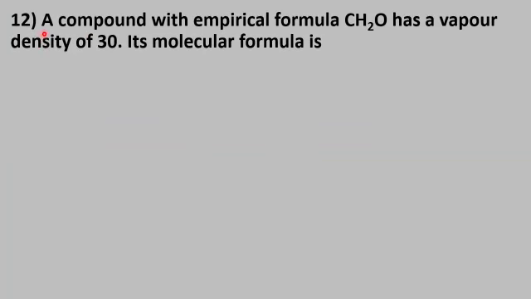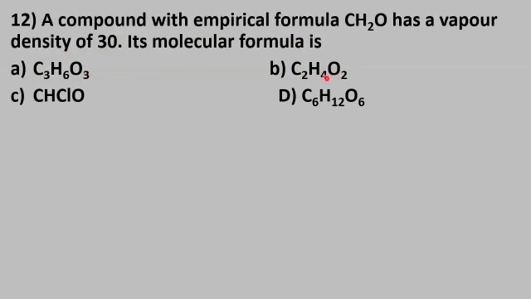Next, question number 12. A compound with empirical formula CH2O has a vapor density of 30. Its molecular formula is dash. Option A C3H6O3, option B C2H4O2, option C CHClO, option D C6H12O6.